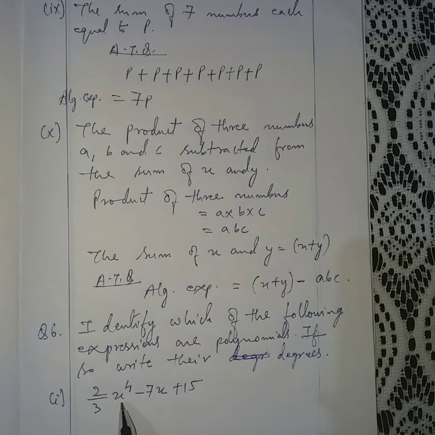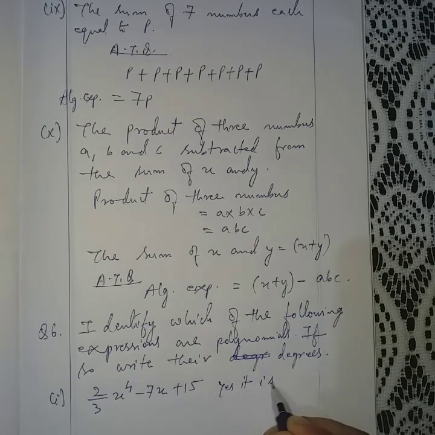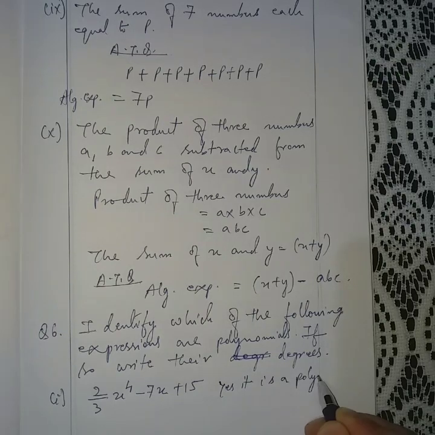Once again I repeat, when the power of the variable is negative, or in fraction, or any variable is in the denominator, then that algebraic expression is not called a polynomial. Such a case is not here. The power is a whole number, here also 1 is there. So it is a polynomial. First of all, let us write: yes, it is a polynomial.